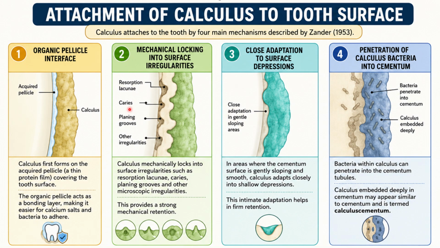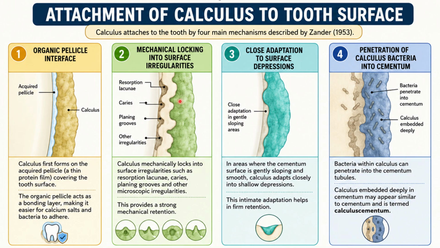Next, let's understand the attachment of calculus to the tooth surface. The calculus attaches to the tooth by four main mechanisms. The first is the organic pellicle interface. In this, the calculus first forms on the acquired pellicle covering the tooth surface, and the organic pellicle acts as a bonding layer, making it easier for the calcium salts and bacteria to adhere.